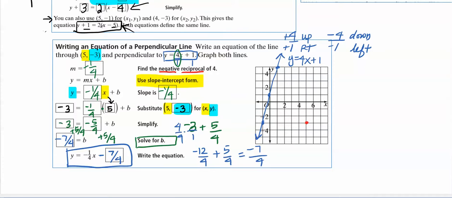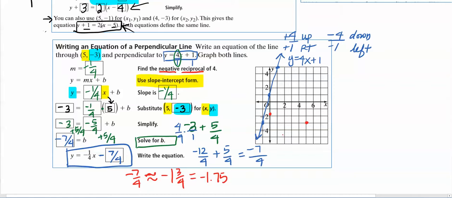So to graph this one, negative 7/4. I don't usually like mixed fractions, but 4 goes into 7, let's see, that's 1 and 3 left over. 1 3/4, negative 1 3/4, negative 1.75 basically. That is the y-intercept, which is not a nice y-intercept, but it's what it is. So we're going to find it. There's negative 1, here's negative 2. I'm going to go about right there.